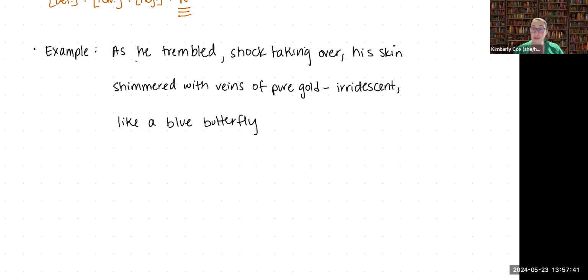He is a pronoun. It will exist by itself and be a noun phrase on its own. Okay. His skin is our next noun phrase. Veins is our next one. Pure gold and a blue butterfly, right? So we have 1, 2, 3, 4, 5 noun phrases. So let's go ahead then and take a look at them.